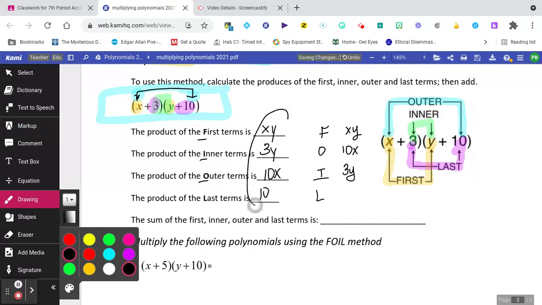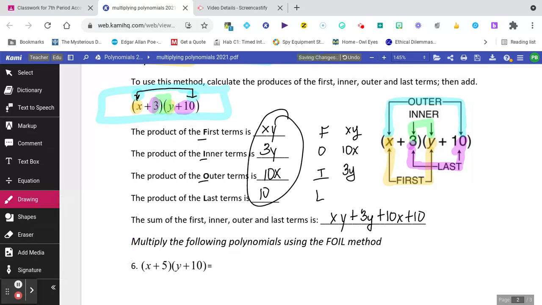And as you can see, there are no like terms. So you just write XY plus 3Y plus 10X plus 10. And that's if you don't like double distribution. Me, I'll be honest, I just prefer to distribute twice.